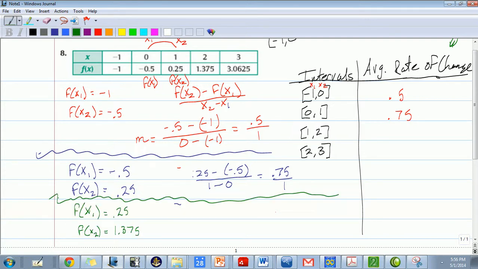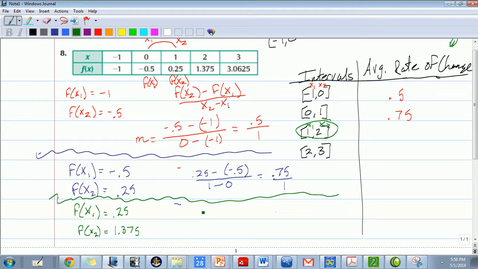So now we're dealing with the interval 1, 2. So that means that our x1 is 1 and our x2 is 2, right? So if that's the case, our f of x1, as from the chart, is 0.25. And our f of x2 is 1.375.